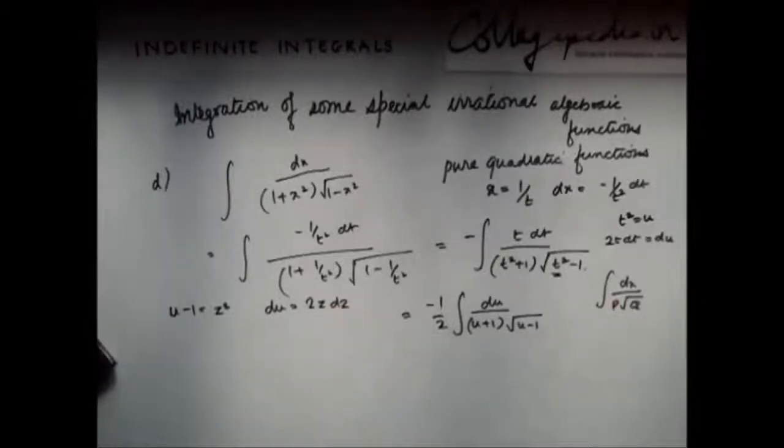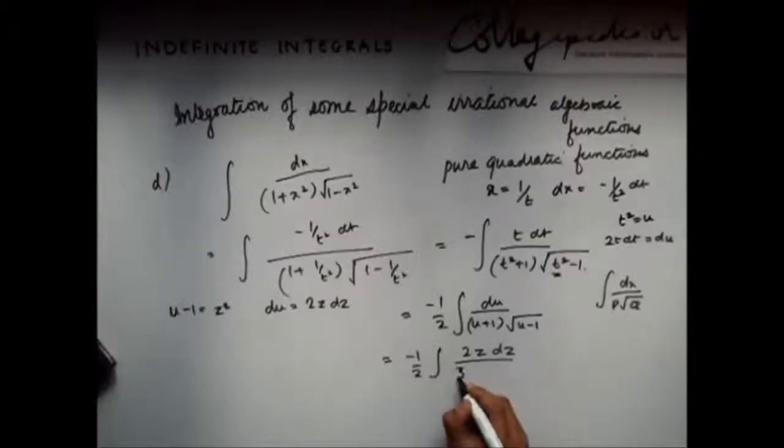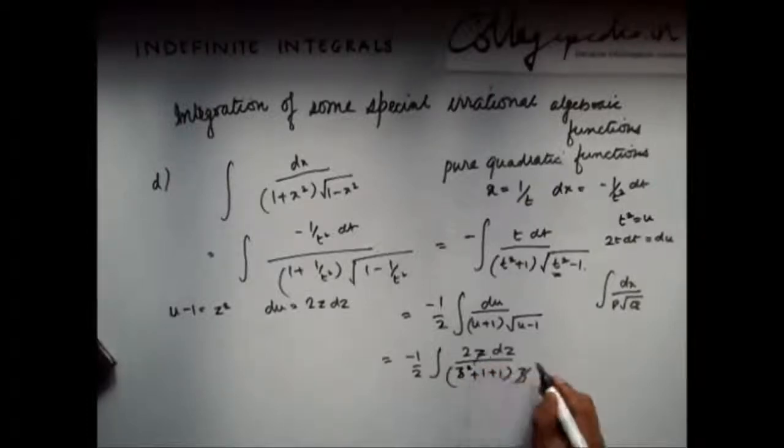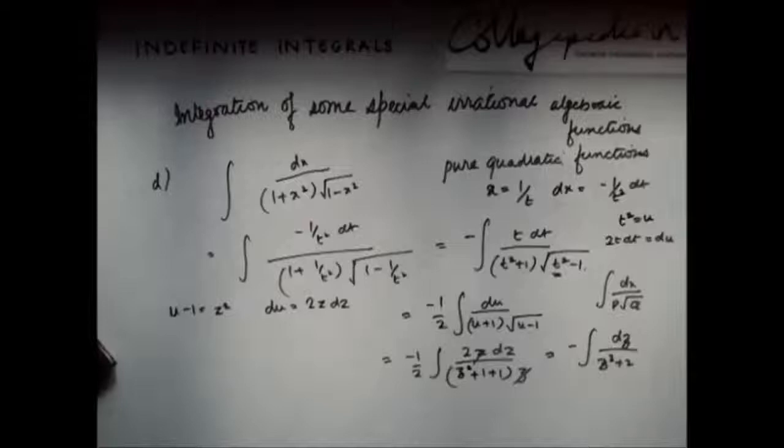Now replace u with z. So your integration becomes minus half integration of 2z dz divided by z square plus 1 plus 1, and this is z. So finally you will get to integrate minus dz divided by z square plus 2. This is a standard integral whose solution is of the form of tan inverse. So this integration gets converted into 1 by root 2 tan inverse z by root 2 plus c.